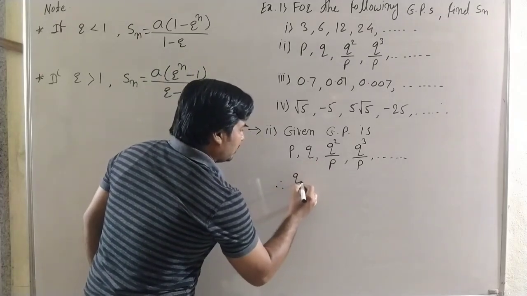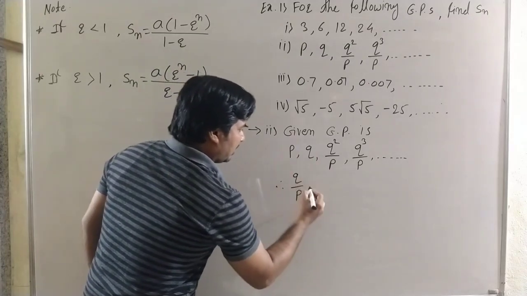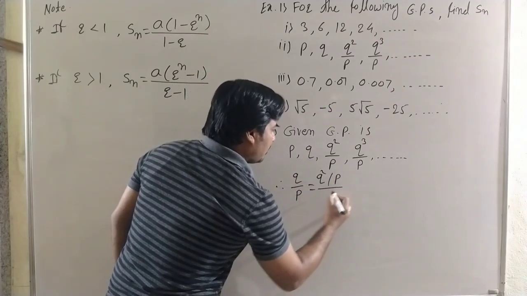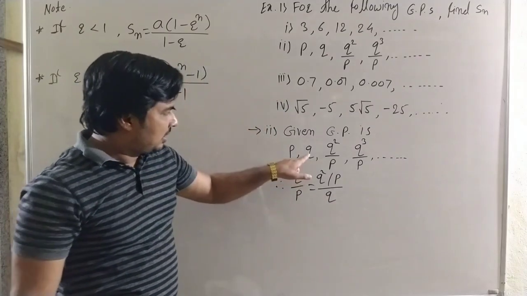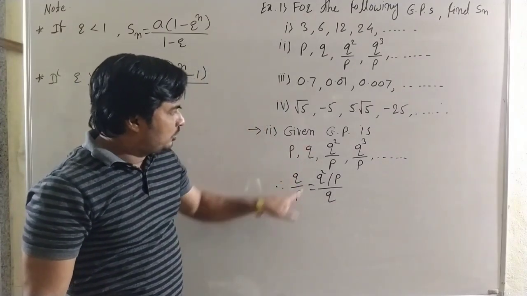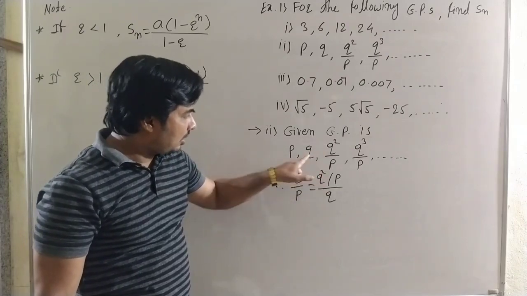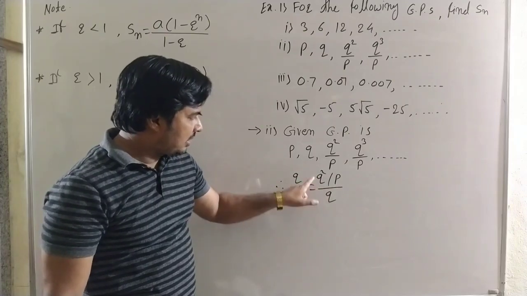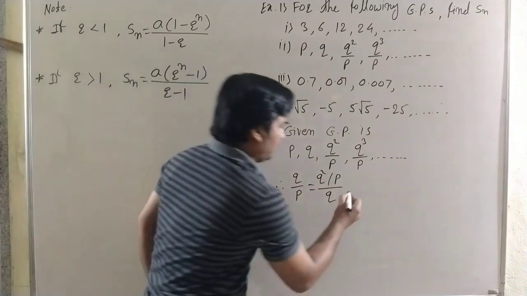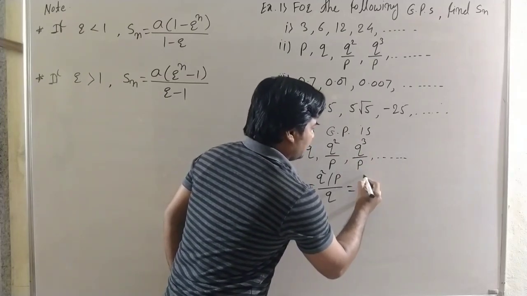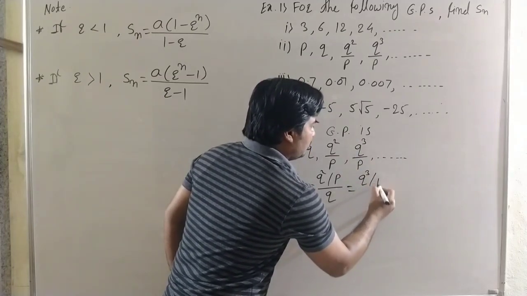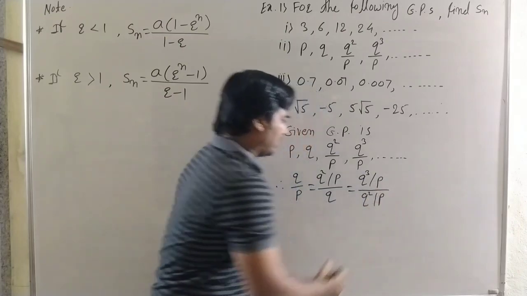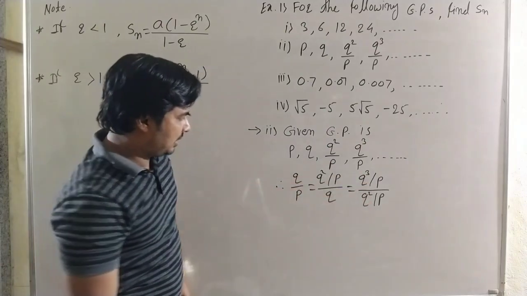Therefore we can write Q by P is equal to Q square upon P, whole upon Q. Q square by P upon Q: Q gets cancelled, and again we get Q by P. That means the ratio is Q by P. Again for these two terms, Q cube upon P whole upon Q square upon P, and here P gets cancelled.